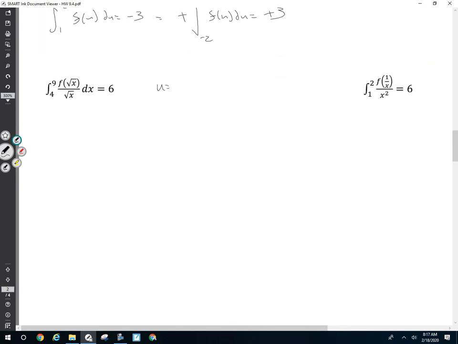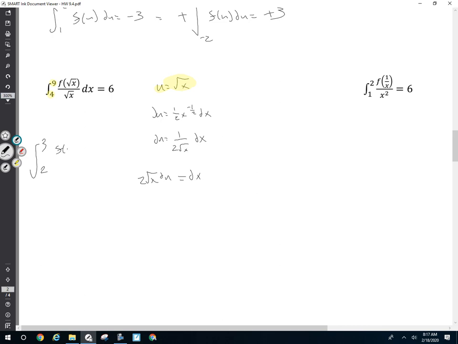Okay, inside of the composition would be the root x. Derivative would be 1/2 x to the negative 1/2. It's 1 over 2 root x, which means dx is 2 root x du. Plugging in 4 and 9 into u equals root x turns them into u's of 3 and 2.